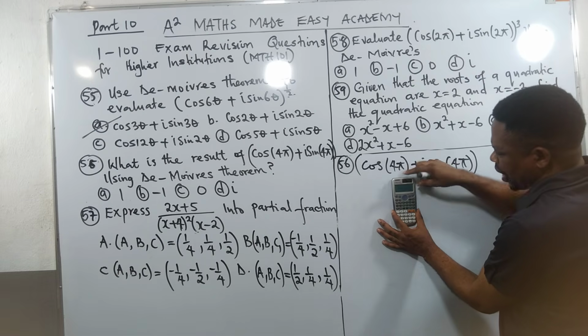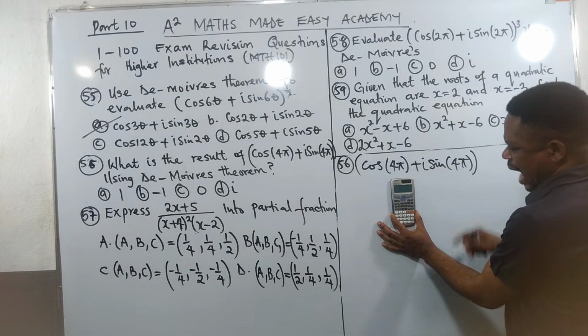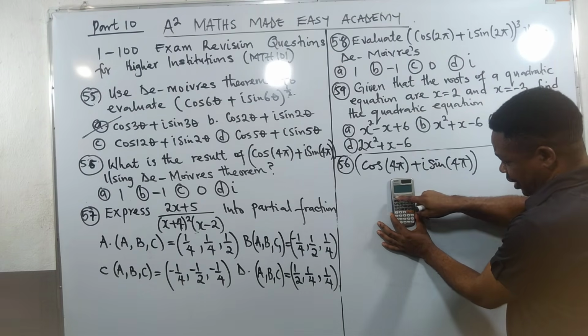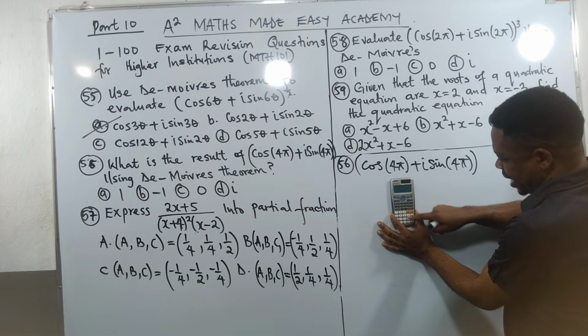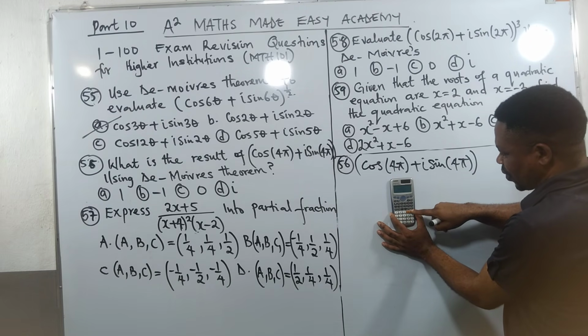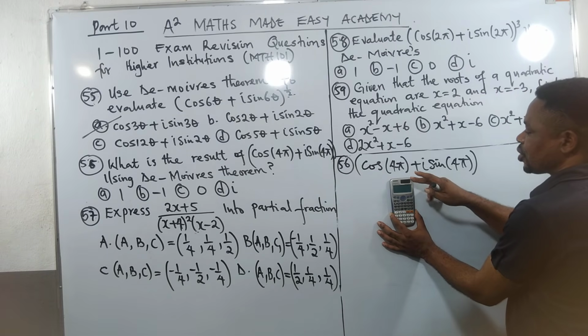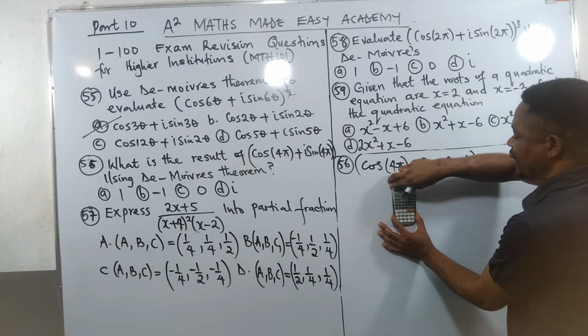Just observe me. What we are going to do is very simple. First of all, I will clear the function key: Shift 9 3 equal to, and AC. Now convert this to complex. Do you know why? Because of the i. Are you with me now?